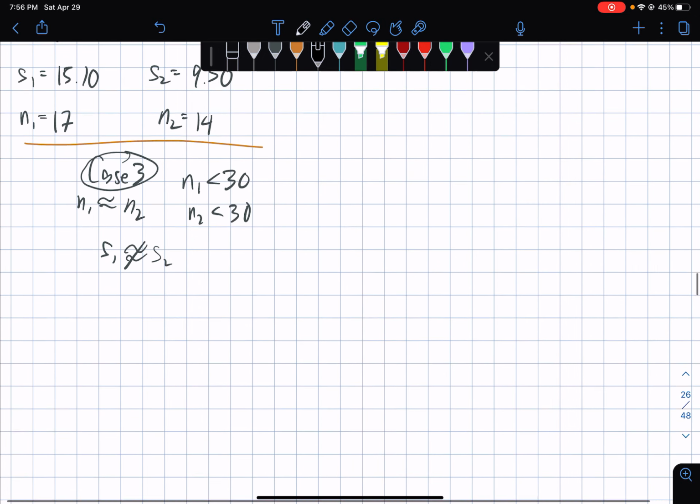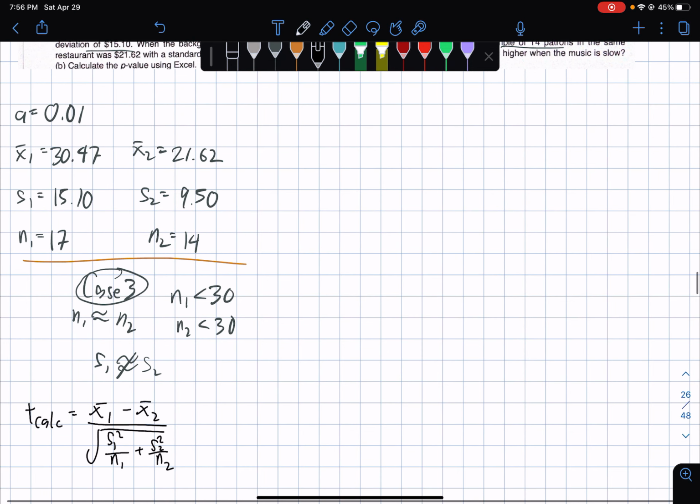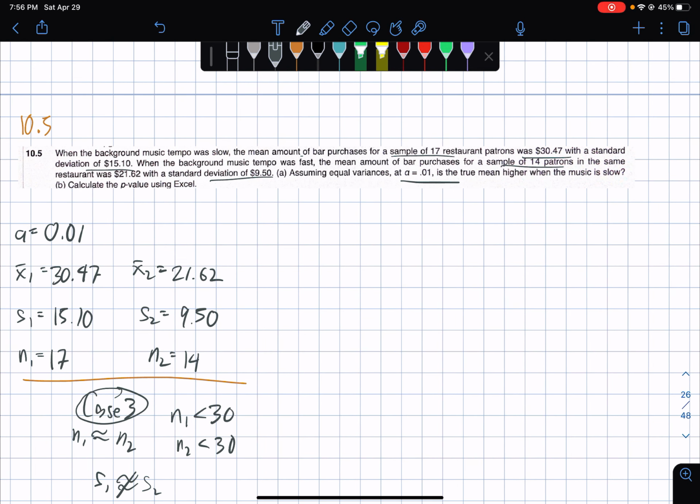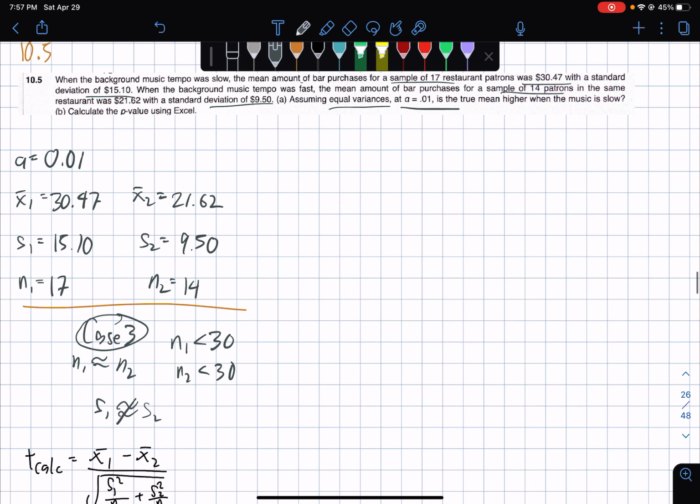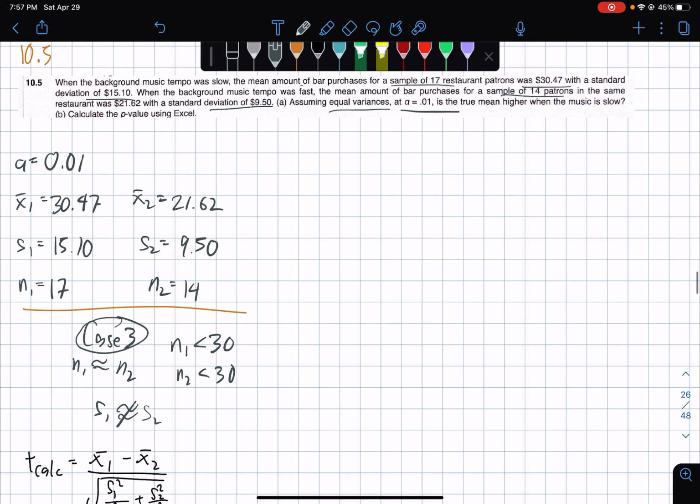What is our case 3 formula again? This is a t-calc. T-calc is equal to x bar 1 minus x bar 2 over the square root of s1 raised to 2 over n1 plus s2 raised to 2 over n2. Okay, so first, wait. What type of tail test is this? So at a is equal to 0.01, assuming equal variances. Holy macaroni. It says here equal variances, but for case 3, this is unequal variances. So which do we believe? I don't know.